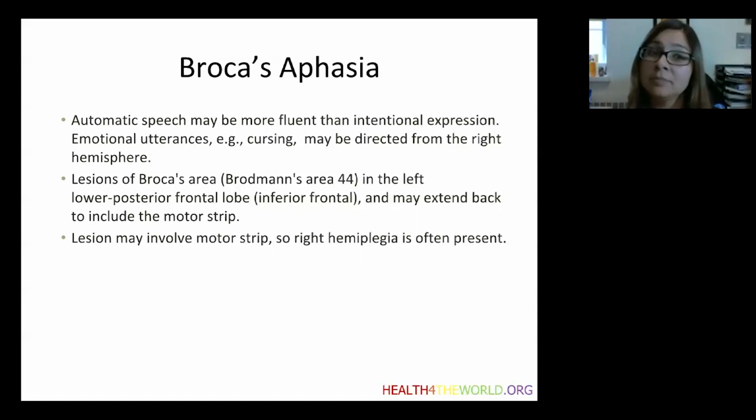Lesions of Broca's area, which is known as Brodmann's area 44, cause Broca's aphasia. And Broca's area is in the left lower posterior frontal lobe or the inferior frontal lobe. And again, due to the proximity to the motor strip, we see that difficulty with speech production. We oftentimes may also see a contralateral hemiplegia or paralysis on one side of the body, again, because of the proximity to the motor strip.